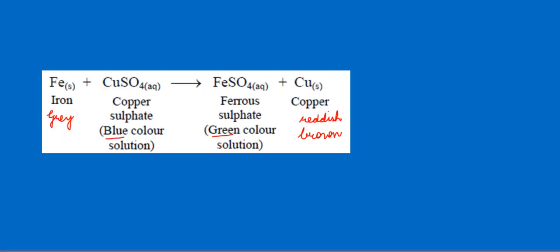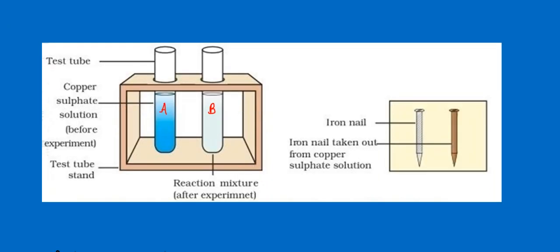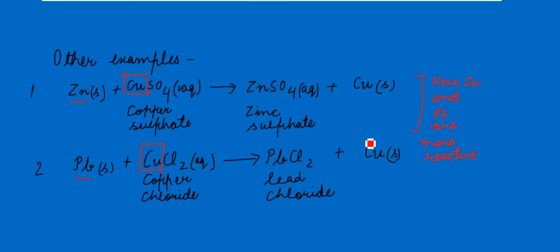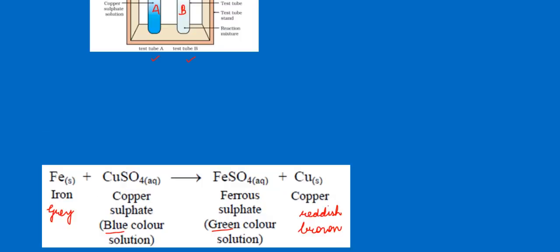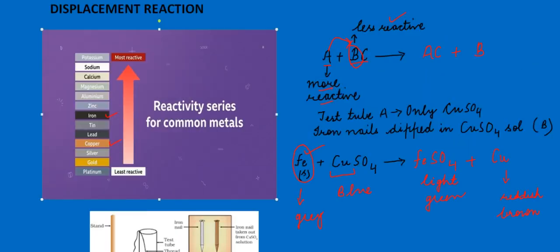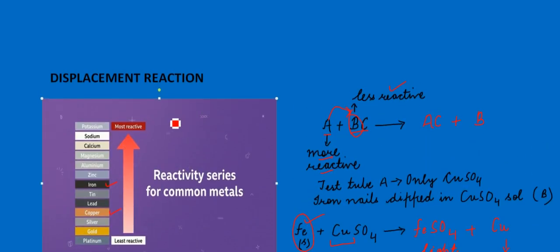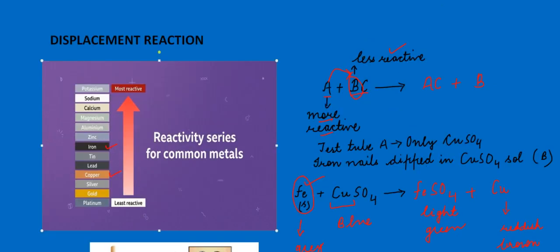Here you can see the balanced chemical equation. You have to write it in this way, with the symbols along with the names. Other examples are also given in your book. I have already written two examples. You can see the examples and write the reactants, but before that you have to learn the reactivity series, right?